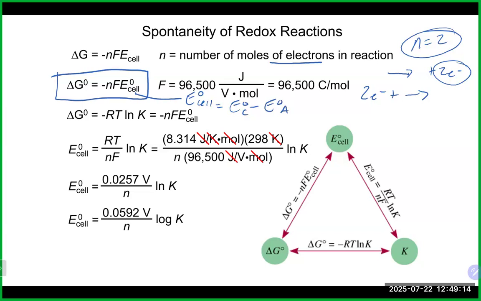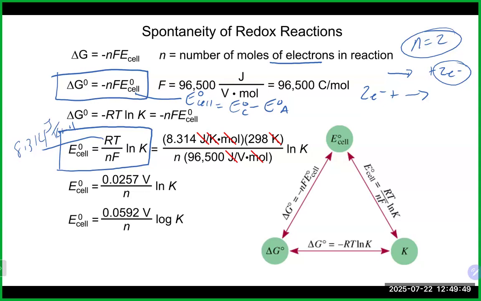Now, there is a relationship between E of the cell and the equilibrium constant, and it is this formula right here. E of the cell is equal to RT/nF natural log K. R is the gas constant, the one that has energy in it, the 8.314 version of it. T is our temperature in Kelvin. n again is our moles of electrons. F is our Faraday's constant, and K is our equilibrium constant.